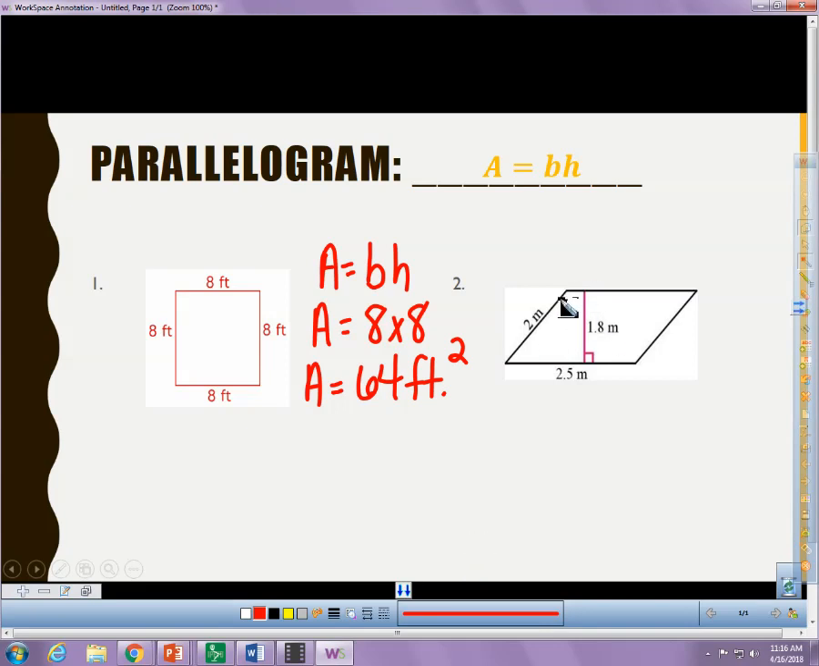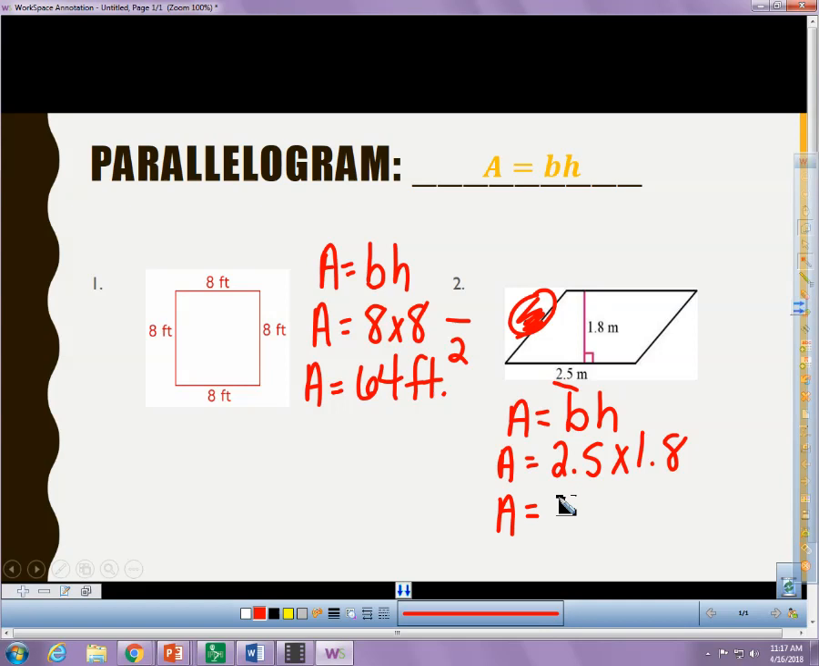The next problem is another parallelogram. The base is the bottom, and the height is always the measurement that goes straight up, forms a right angle with the base. So A equals B times H. 2.5 is my base, so 2.5 times 1.8. This 2 over here is not even needed. It's there, but you don't need it. So 2.5 times 1.8 is going to give you your area, which is A equals 4.5 meters squared.